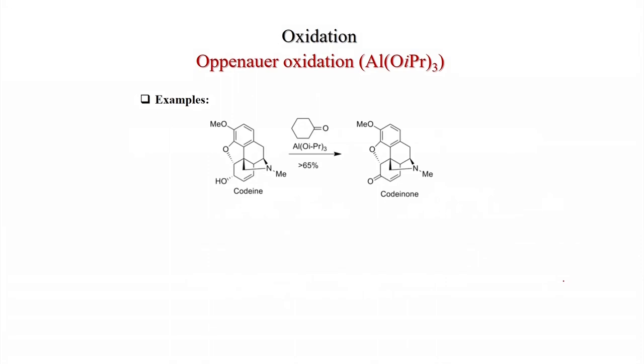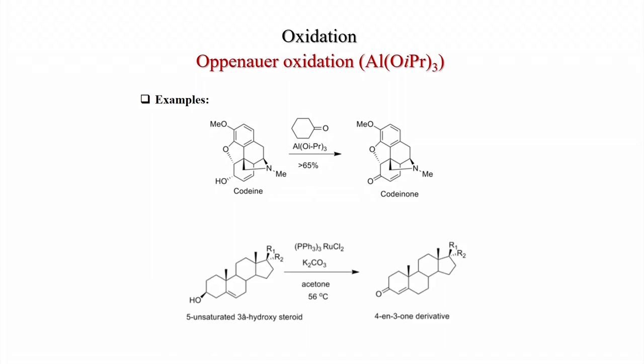This is an example of Oppenauer oxidation, and this is a compound called codeine, and an allylic secondary alcohol is present, also with a heterocycle motif, and with this condition only the allylic alcohol is getting oxidized with aluminum isopropoxide and cyclohexanone, and you get greater than 65% yield of this product. Also, we have seen this isomerization. So, this compound can also isomerize with PPh3 ruthenium chloride, potassium carbonate, and acetone is the hydride acceptor. So, acetone is the oxidant, and in this condition also the double bond is migrating to the alpha beta position because this is more stable. So, we have seen that steroids can isomerize to the alpha beta unsaturated enone with this Oppenauer oxidation condition.